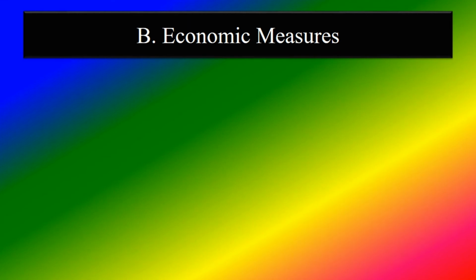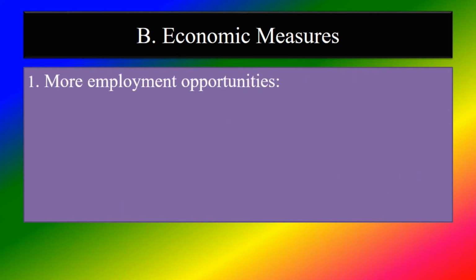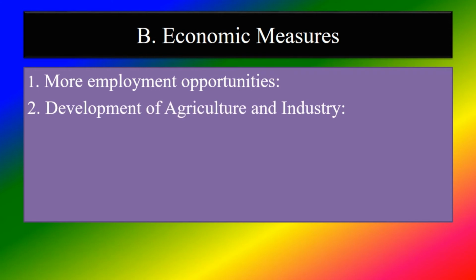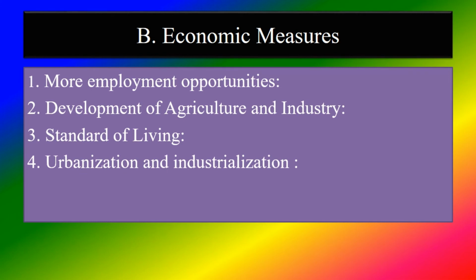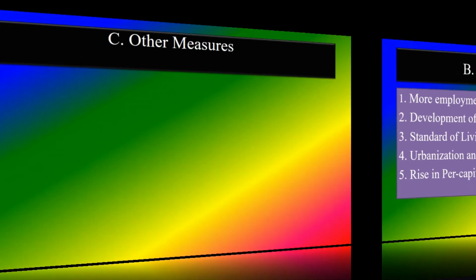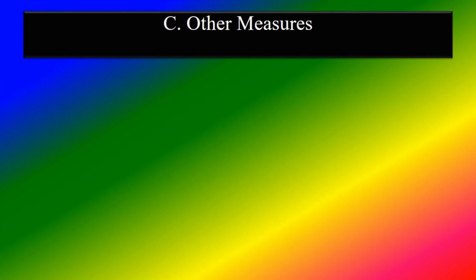B, economic measures. First, more employment opportunities. Second, development of agriculture and industry. Third, standard of living. 4, urbanization and industrialization. 5, rise in per capita income. C, other measures.